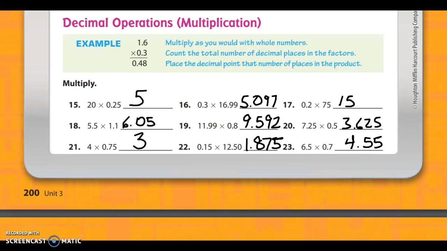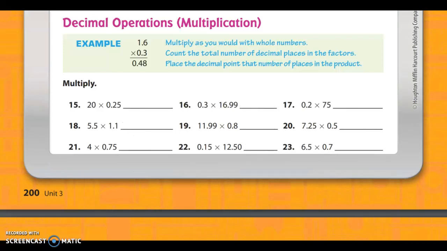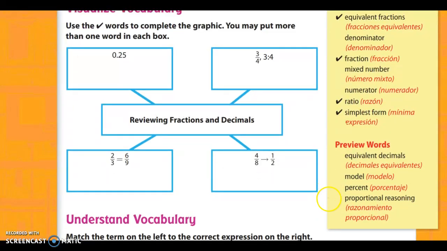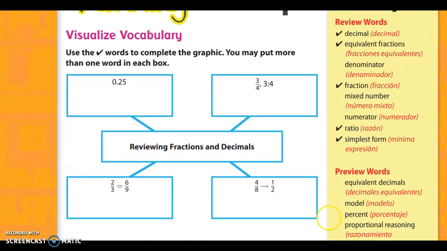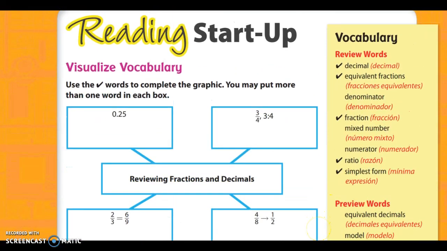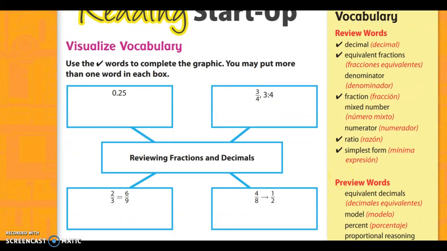Okay, this video is now going to just go straight into the next page, the vocabulary. Let's go to the top of the page. It's the reading startup page. Visualize vocabulary. Use the check mark words to complete the graphic. You may put more than one word in each box. So here's our check mark words right here. We've got decimal, equivalent fractions, fraction, ratio, and simplest form.